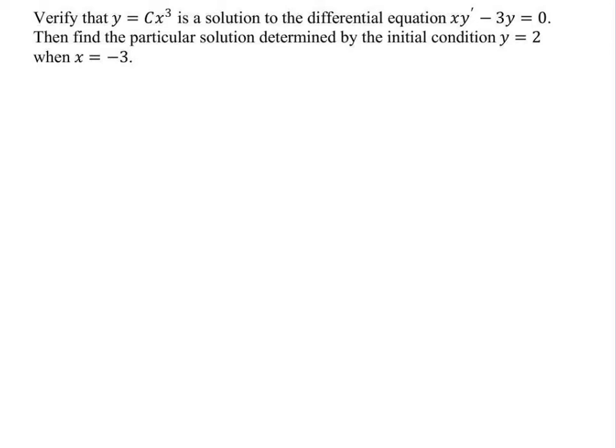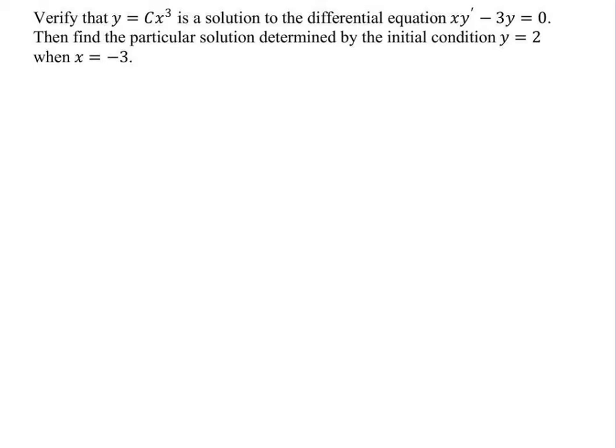So a slight extension of what we just did. Verify that y equals cx to the third is the solution to the differential equation. And now this time we have x times y prime minus 3y equals 0 as our differential equation. Then, once you've verified that it is, find a particular solution determined by the initial condition y equals 2 when x equals negative 3. So first of all, let's talk about that initial condition.